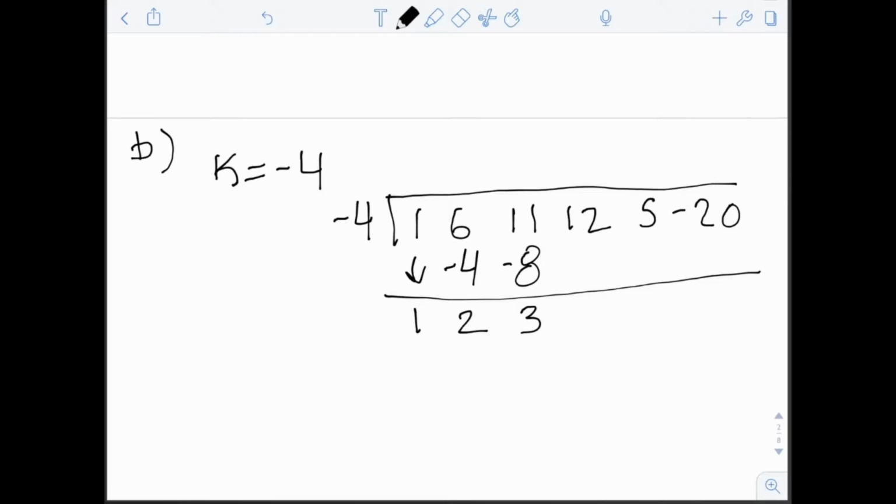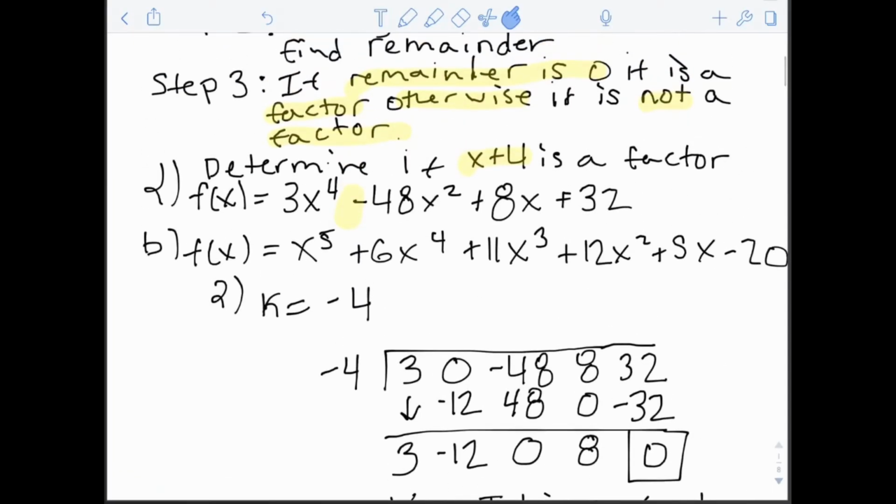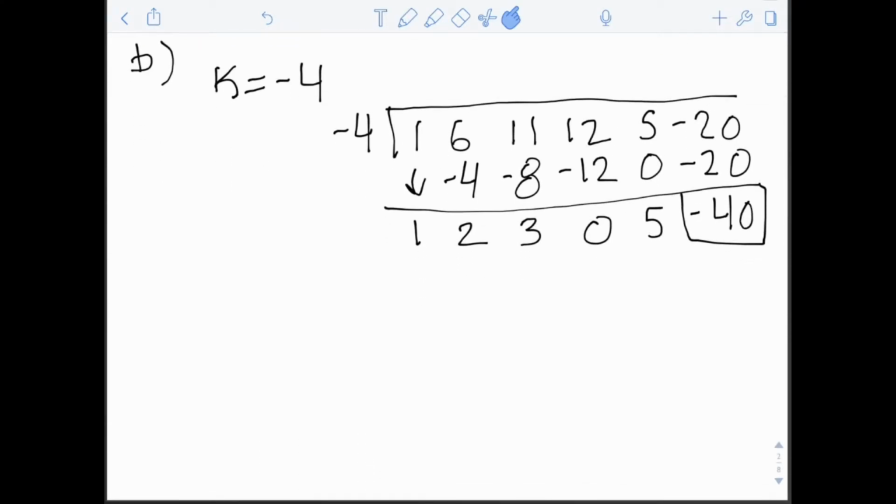3 times negative 4 gets me a negative 12. Adding gives me a 0. 0 times negative 4 is going to be a 0. 0 plus 5 is a 5. And then finally, a 5 times a negative 4 is a negative 20. So we got pretty close, but our remainder is actually going to be a negative 40 here. So again, if we go back up and look at our step number 3, this falls into the otherwise category, right? Because it's not going to have a remainder of 0. So therefore, we can conclude that this one is not going to be a factor. So no, not a factor.